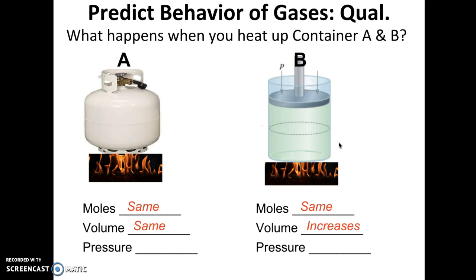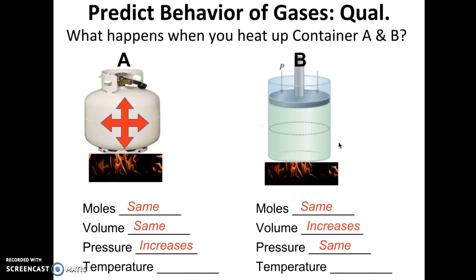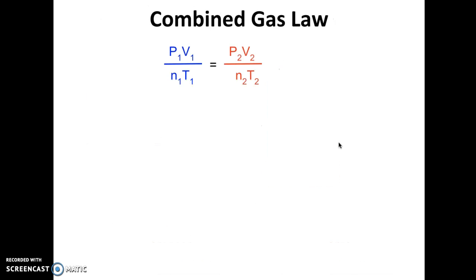Pressure. Okay, so in container A, the pressure is going to increase because the gas particles are moving much faster and they're hitting against the walls with more force. On the other hand, for container B, pressure equilibrates to the external pressure. So before you heated it up, the pressure inside the container was equal to the external pressure, and then after you heated it up and the volume was able to expand, the internal pressure is still equal to the external pressure. So the pressure actually doesn't change here. Finally, with temperature, if you're heating something up, temperature is going to increase in both cases.